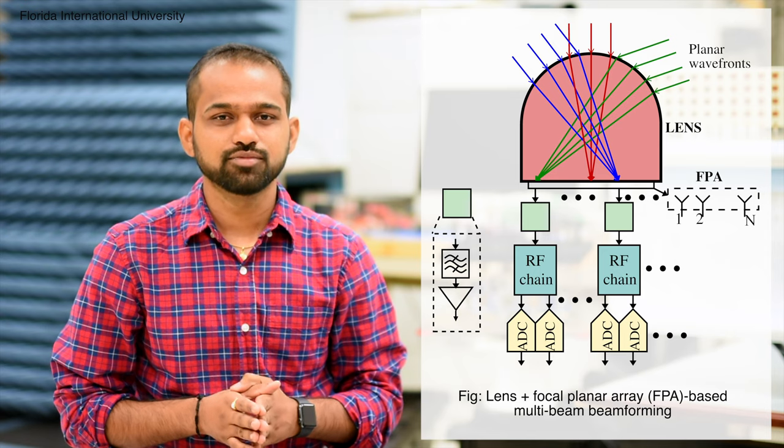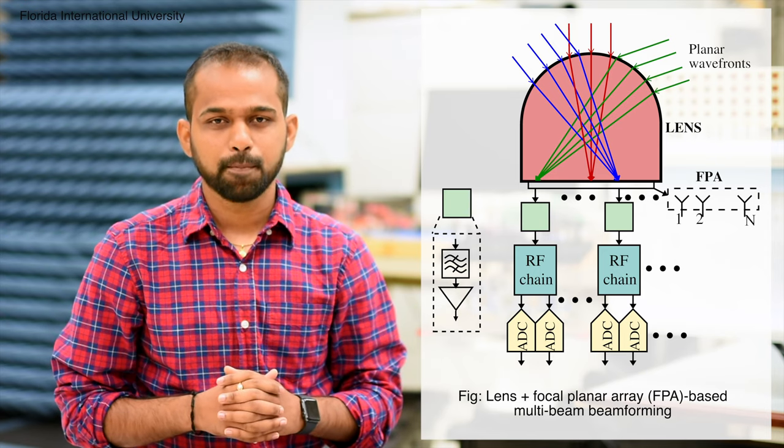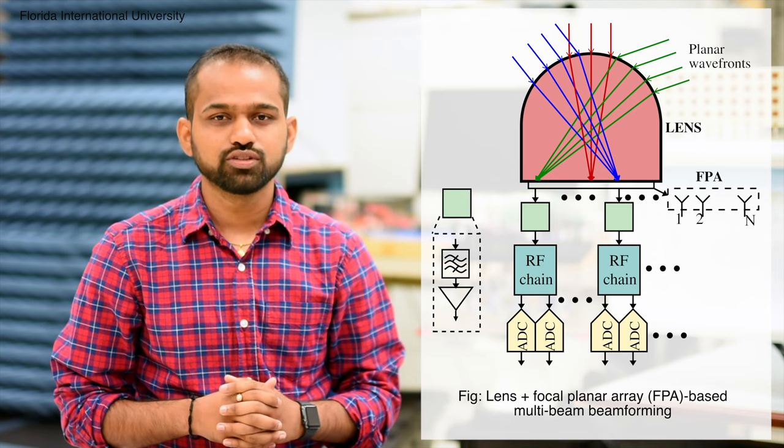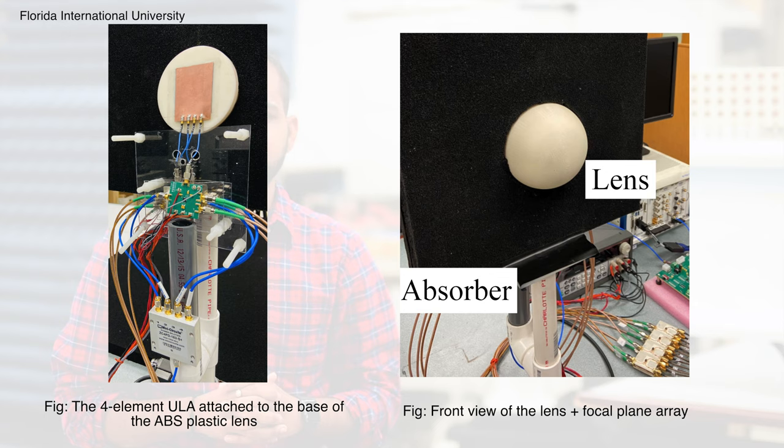This testbed is also being utilized in performing multi-beam beamforming using the lens plus focal plane array based approach. It is known that an n-element uniform linear array placed at the focus of the lens will provide n simultaneous beams with the beam direction depending on the spatial location of each element of the array. In this ongoing project, we are using the 4-element ULA as the focal plane array for an ABS lens as shown. The experimental setup remains the same, whereas the digital circuits only contain the square and integrate blocks.